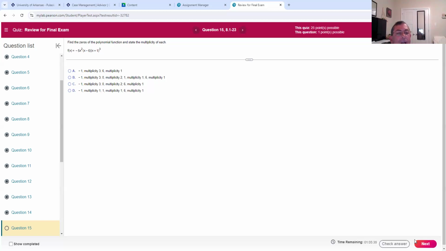So it looks like A is gone because it's only showing two zeros. B is gone because it's showing four zeros. So we've only got the variable three times, so we're only going to get three zeros, okay? So let's go get them zeros.